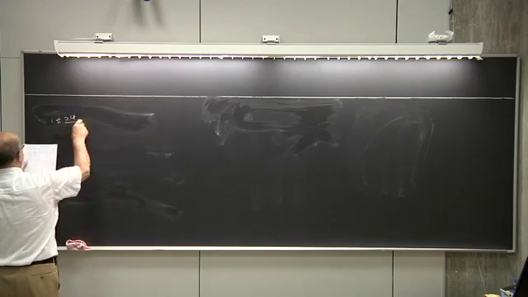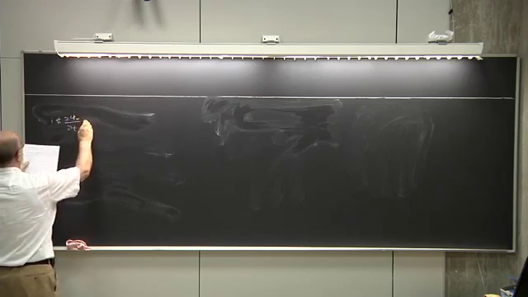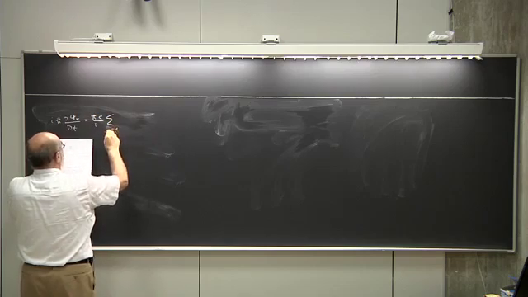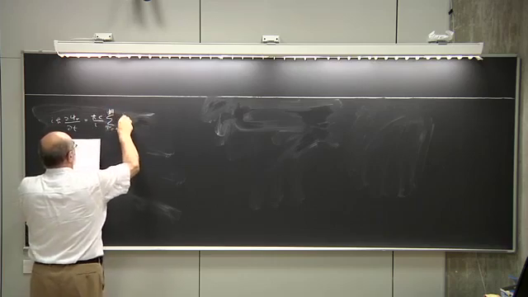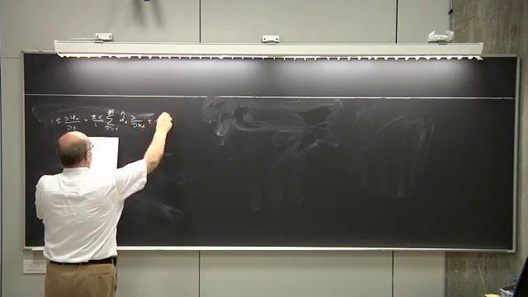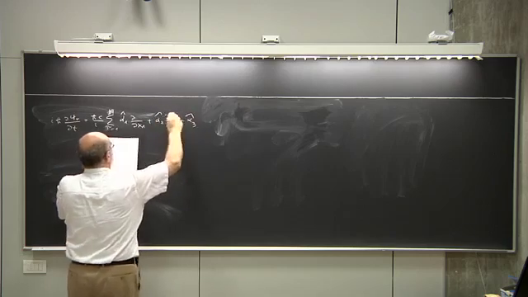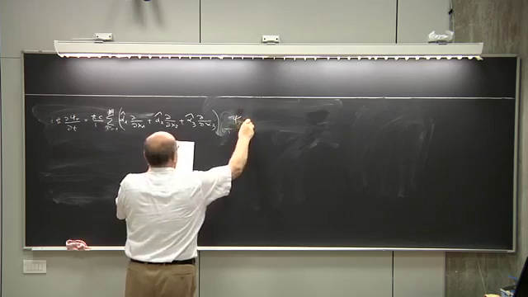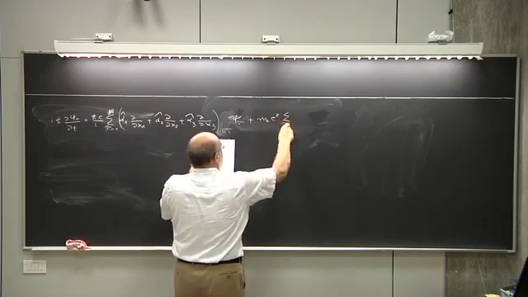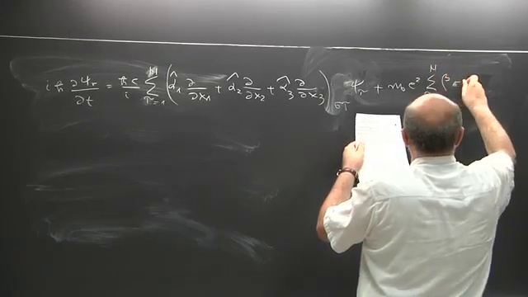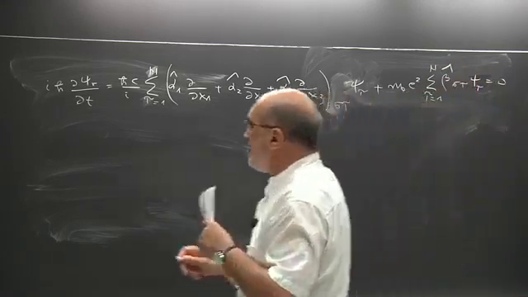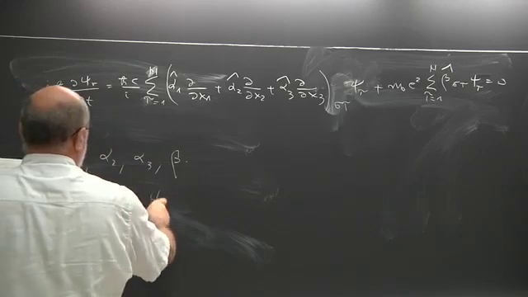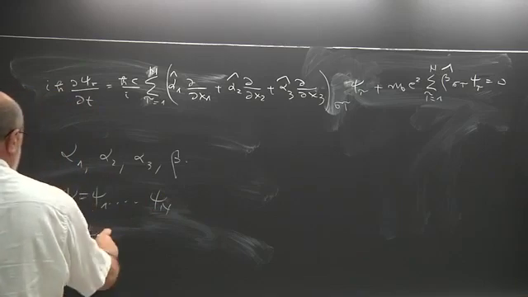iħ ∂ψ_σ/∂t = (ħc/i) Σ_{τ=1}^{n} (α1 ∂/∂x1 + α2 ∂/∂x2 + α3 ∂/∂x3)_{στ} ψ_τ + mc² Σ_{τ=1}^{n} β_{στ} ψ_τ = 0. So we have 4 matrices, alpha 1, alpha 2, alpha 3, beta, and we have a psi that has n components, psi 1 to psi n, with a scalar product being defined in this manner.